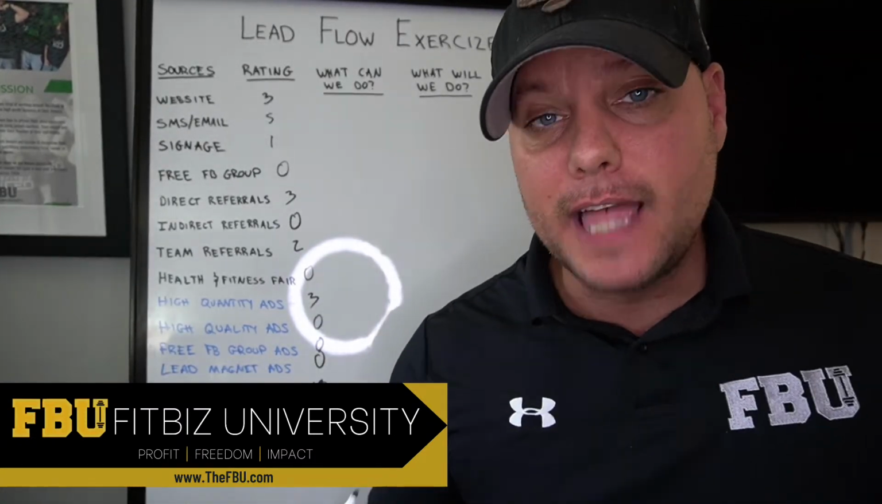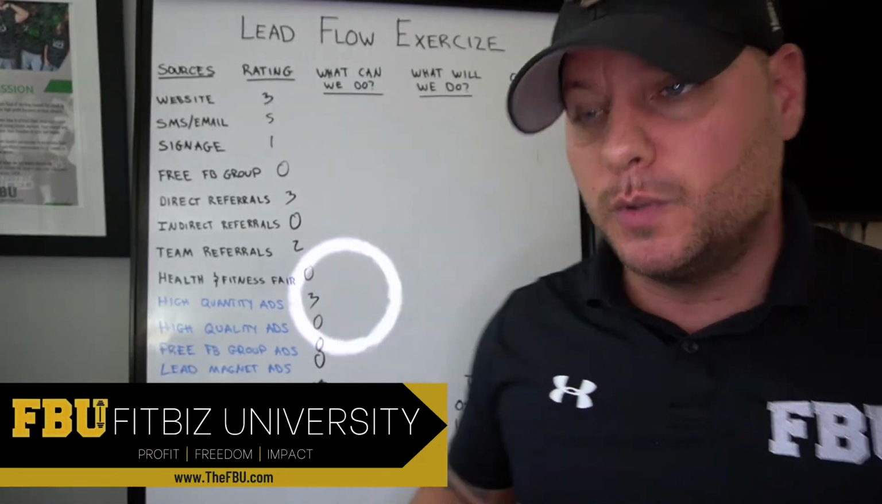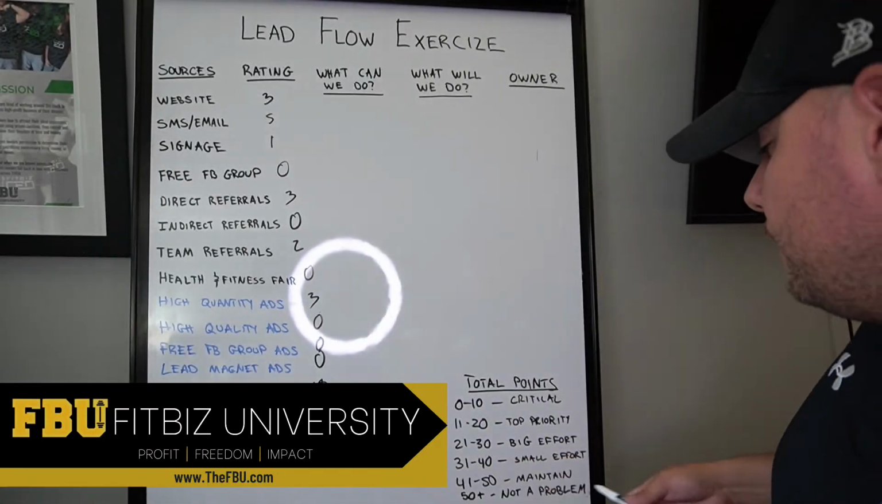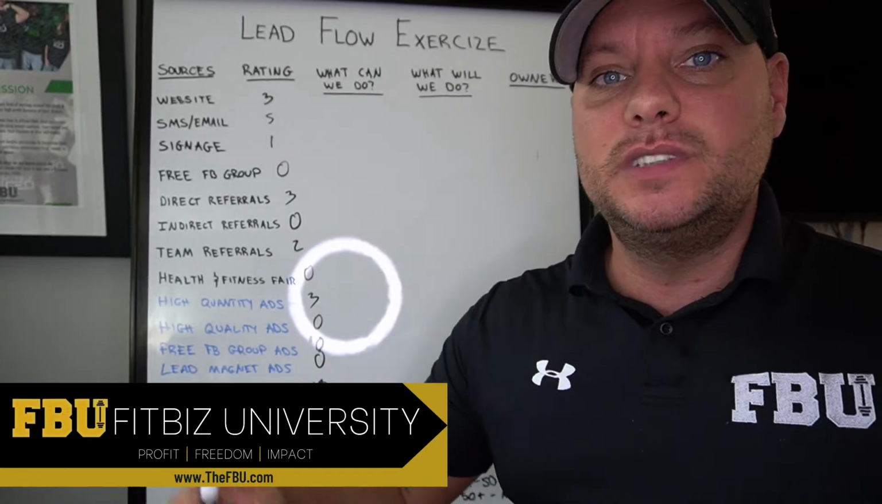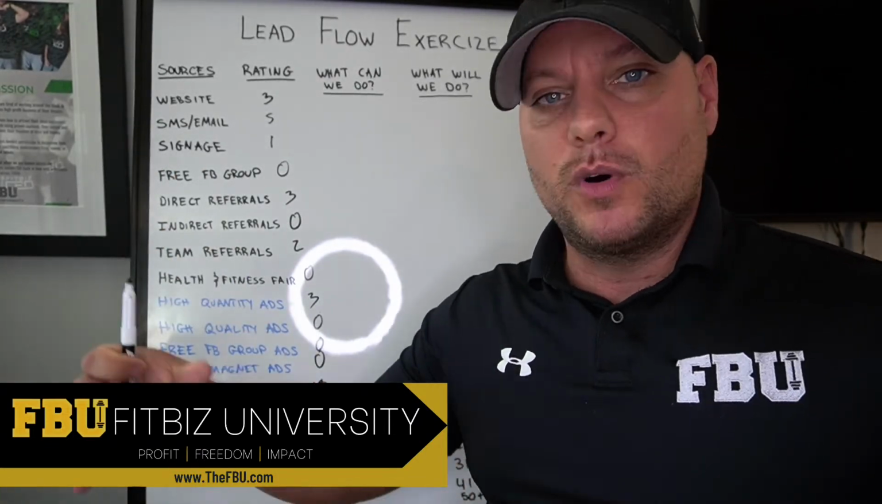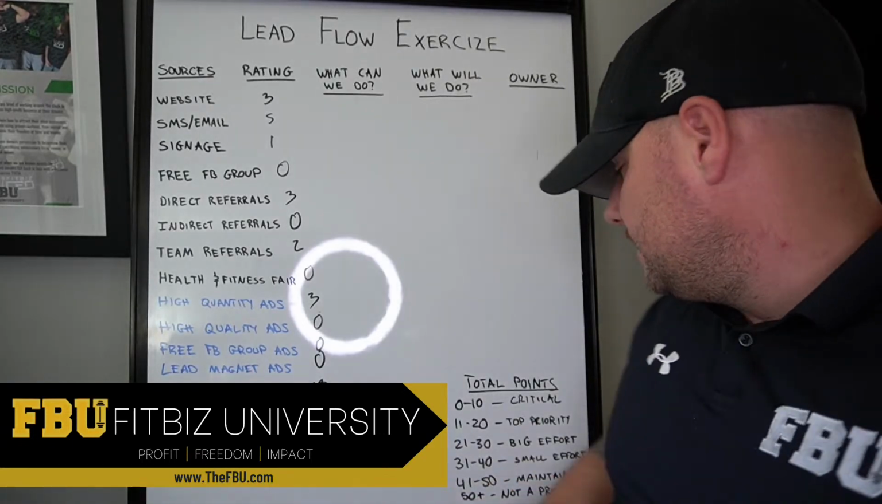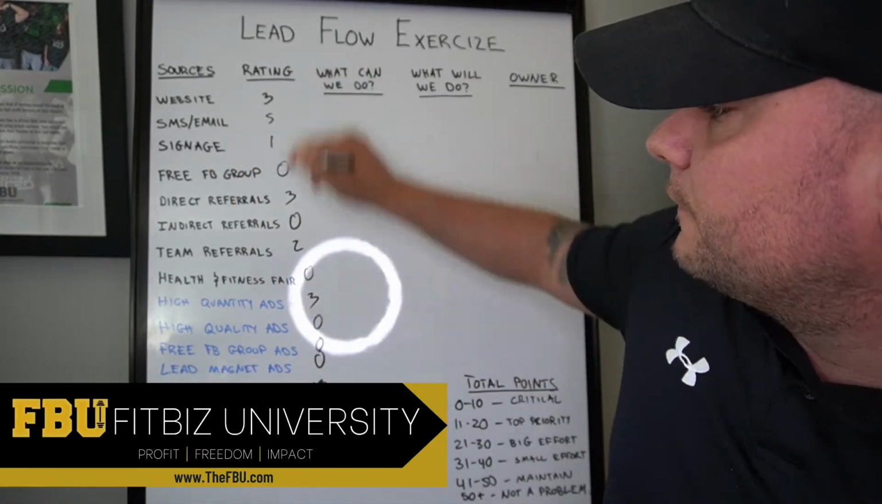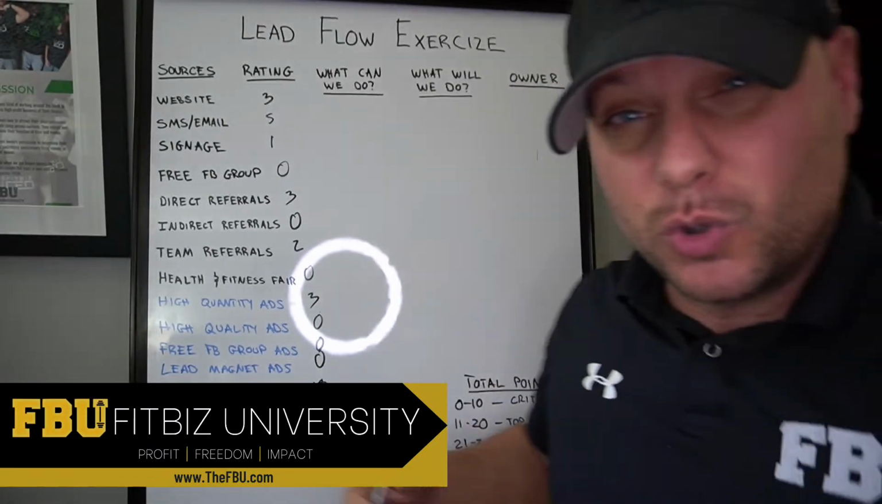Maybe not the top priority, but definitely a big targeted effort to improve this. 31 through 40, a small effort. Guys, let's do something new this month. Let's improve one of these channels this month so we can get more leads. 41 to 50, total points. And you can see as you diversify it and you get better at these things, the total points add up.